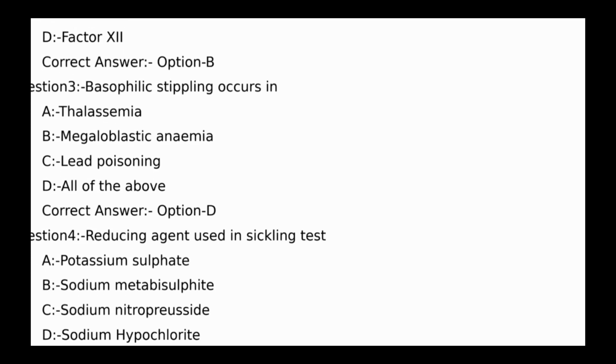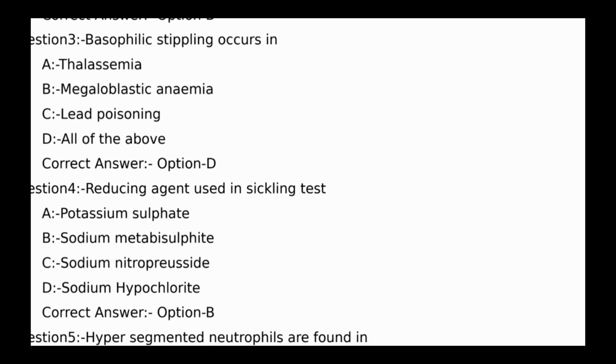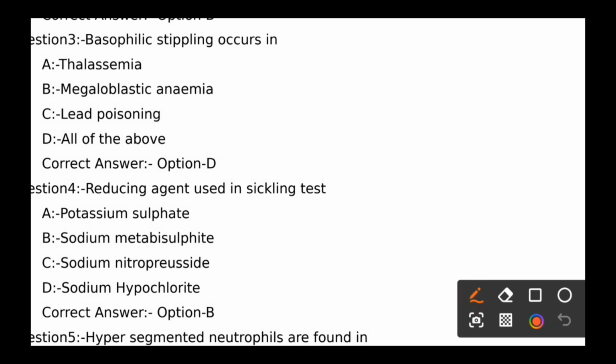Next question. Basophilic stippling occurs in option A thalassemia, option B megaloblastic anemia, option C lead poisoning, option D all of the above. Basophilic stippling means small basophilic granules on RBC. This appears in thalassemia, megaloblastic anemia and lead poisoning. So the right answer is option D all of the above.